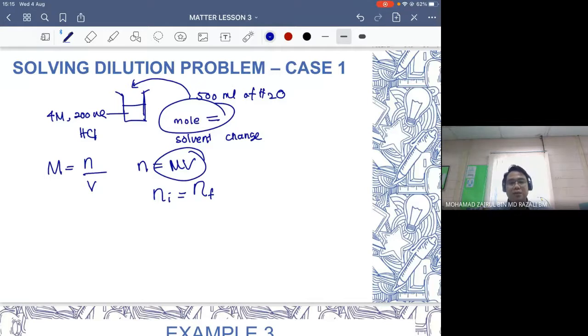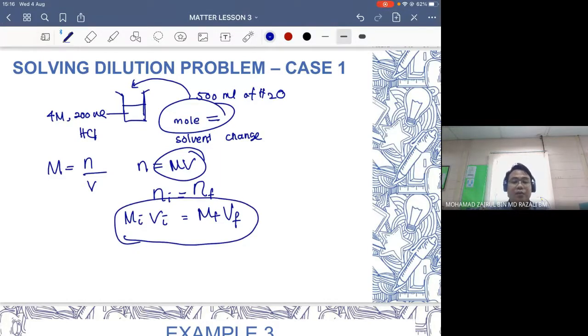So we can expand this equation to become molarity initial multiplied by volume initial is equal to molarity final multiplied by volume final. Or sometimes you can use M1V1 is equal to M2V2 pun boleh juga. Tak kisah, as long as you understand how you get the equation. Okay, so for this case, the number of mole before and after solution is the same. That's why lah kita boleh guna formula ni.